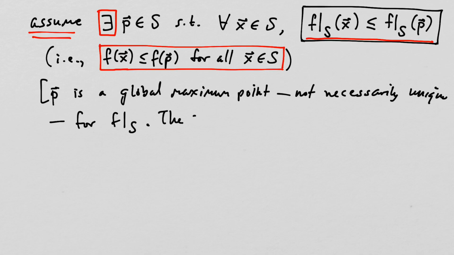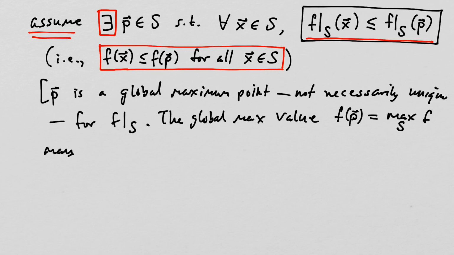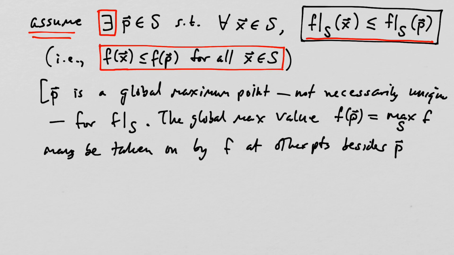Okay, so the global maximum value, which is the value of this function at P, we can call it max of f on S, may be taken on by the function at other points besides P. Other points in S, I really should say. So just keep that in mind. P is just one point where that global max value is taken on. And it might be unique, but it doesn't have to be. However, we do need to assume the existence of the global max.